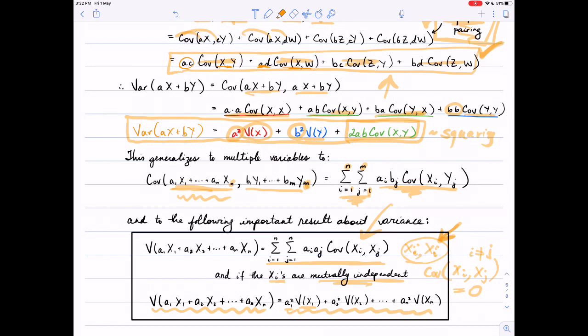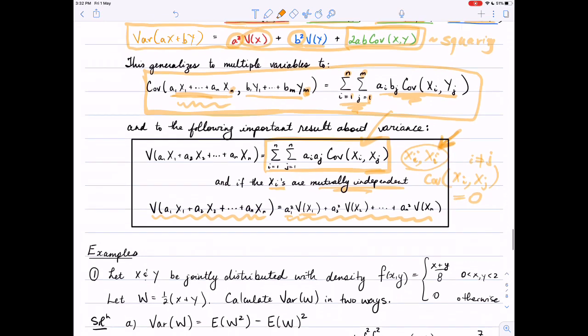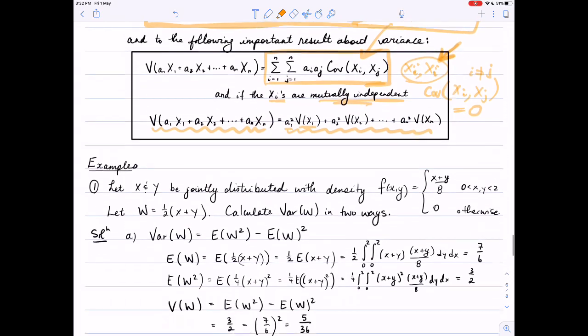But in general, you don't get to drop out the cross terms, and so you've got this big double sum of all possible pairings, and that is just a special case of this. Excuse me, expansion of the covariance. So let us look here at a couple of examples.